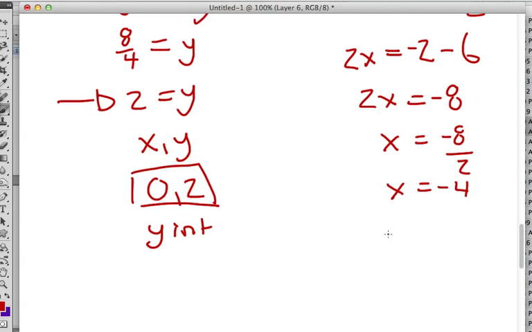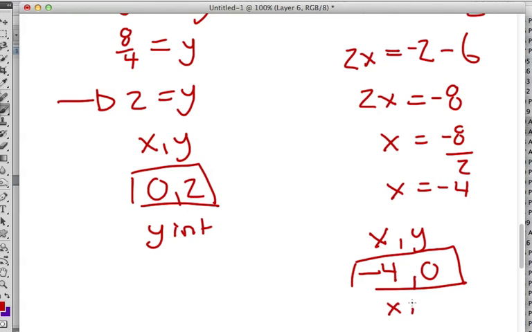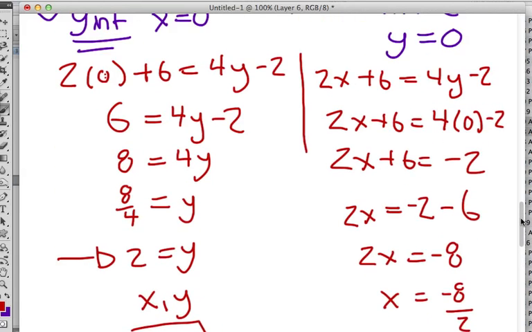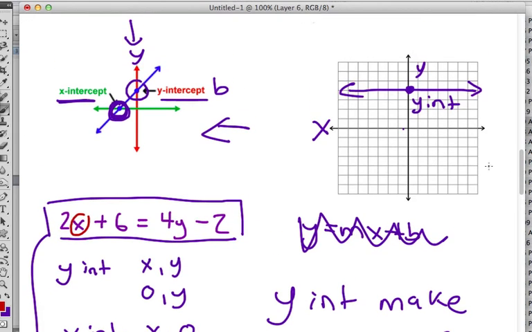There you go. Now remember, we want to always list it in x, y format. We know the x is negative 4, because I just found out, and the y we made 0, so you make it 0. And there you go, there's your x-intercept. So if I went back to this graph up here, the y-intercept was 0, 2. So in our picture here, let me just grab an eraser. Erase.